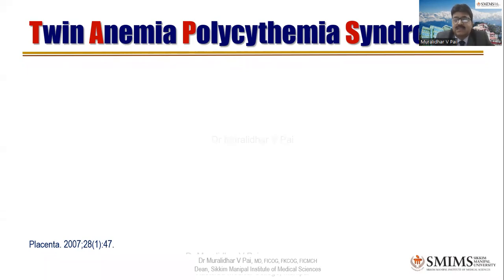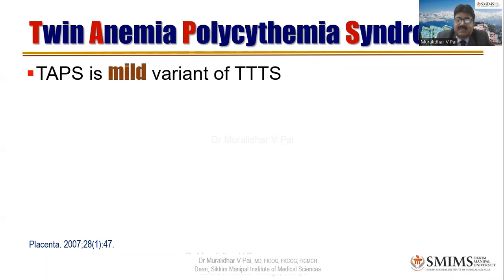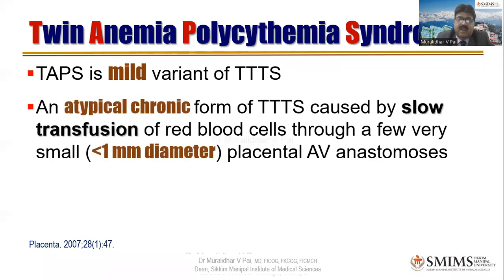Here also there is transfer from one baby to another baby, one vessel to another vessel, but the anastomoses are very, very minimal, and probably the anastomoses are slightly balanced. Yes, there you are. TAPS is a mild variant of TTTS, an atypical chronic form of TTTS caused by slow transfusion of red blood cells. Like in surgery, we jokingly tell this surgeon is so careful, he is not only catching the vessels, but he catches the RBCs, something like that.